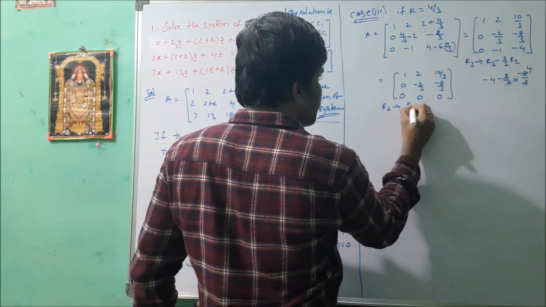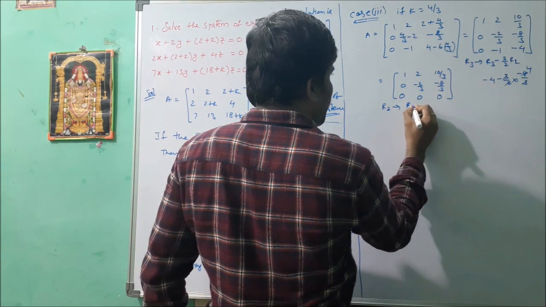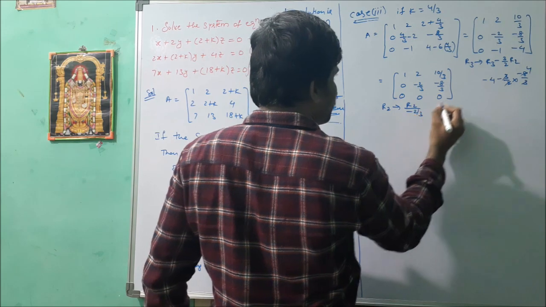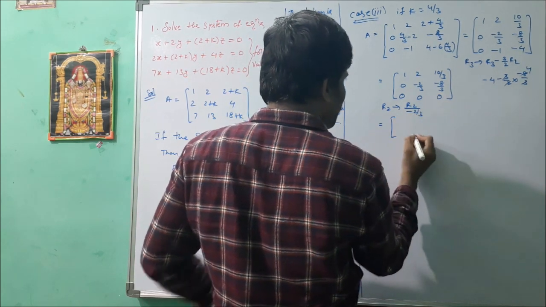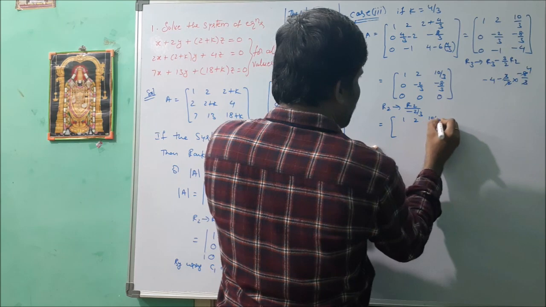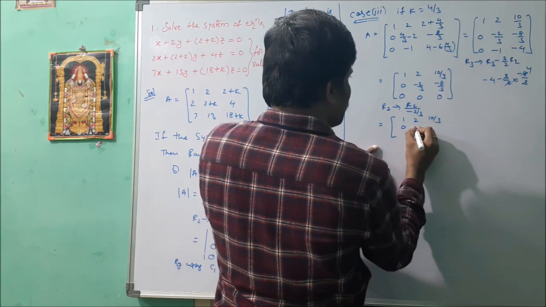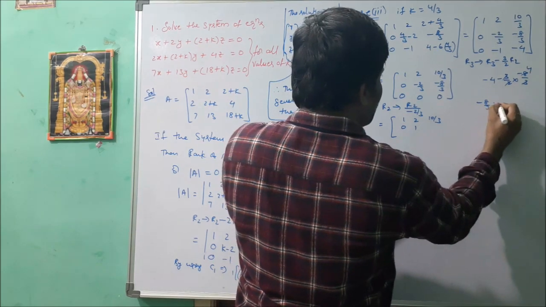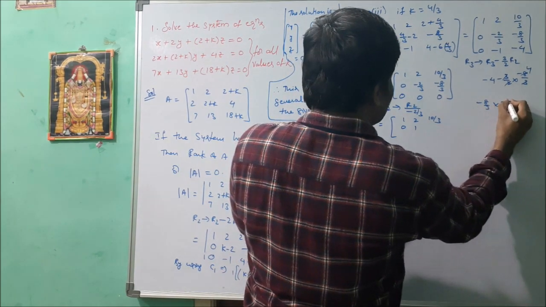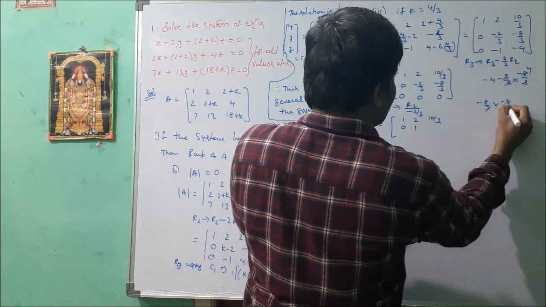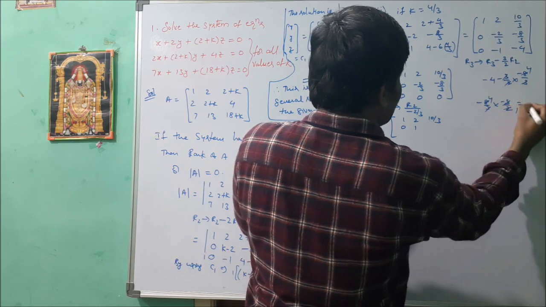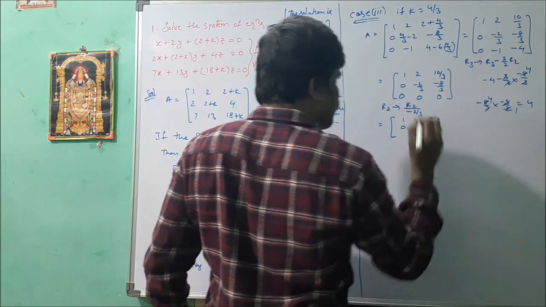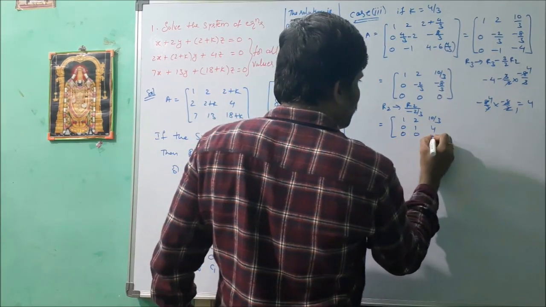Now here R2 changes, R2 by minus 2 by 3, that is 1 2 10 by 3, 0 1, here minus 8 by 3 into minus 3 by 2, 3 3 cancel, 2 2 cancel, 2 4 cancel, that value is plus 4. So this is 4, this is 0 0 0.